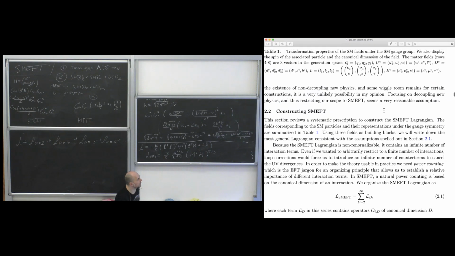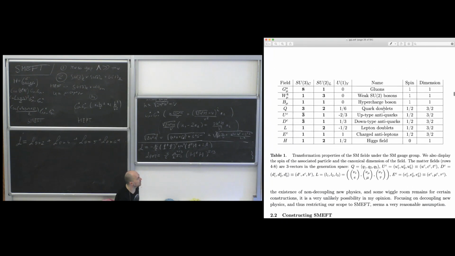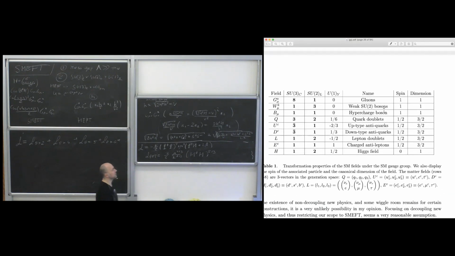Let me display it here. So this is the spectrum of the standard model. Just to fix the notation, for the fermions, each of these fermions is a three column vector. So it contains three generations of fermions. That's an additional complication. And then we have to build all possible interactions at a given dimension from these fields.